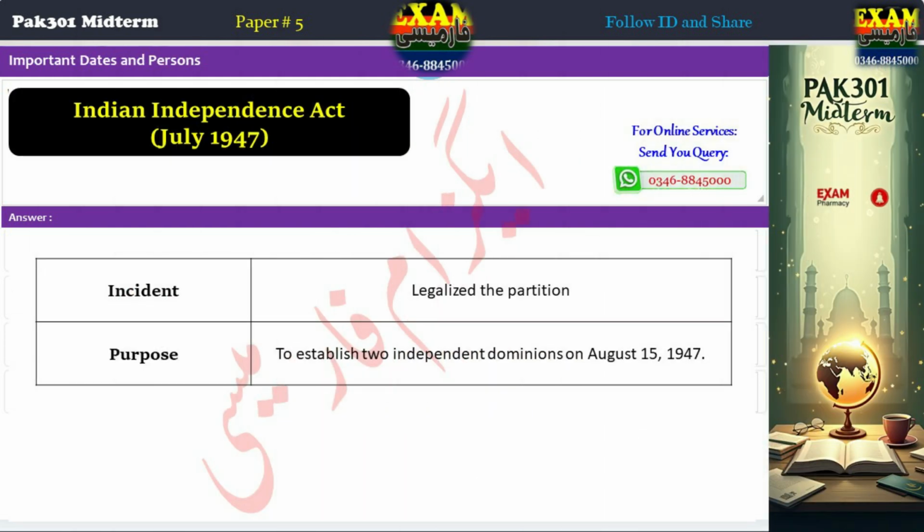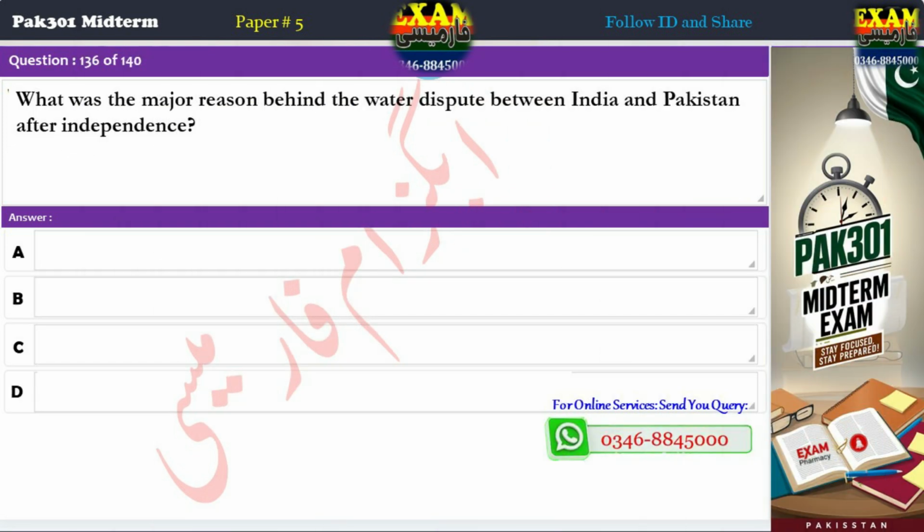Indian Independence Act, July 1947. Incident: legalized the partition. Purpose: to establish two independent dominions on August 15, 1947. Question 136. What was the major reason behind the water dispute between India and Pakistan after independence?